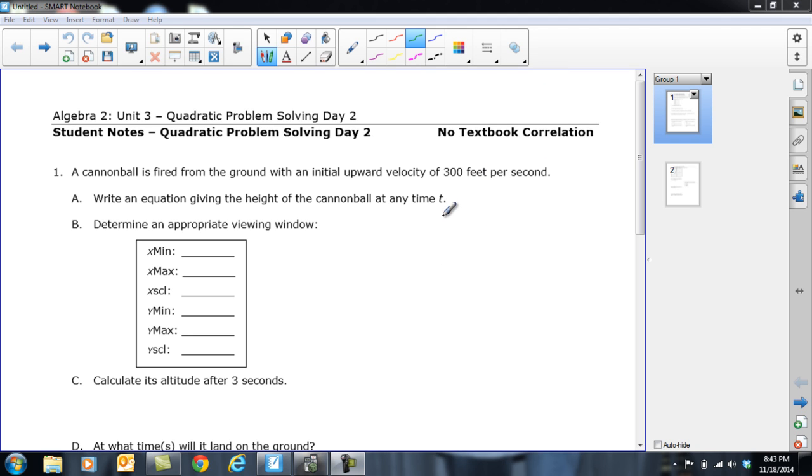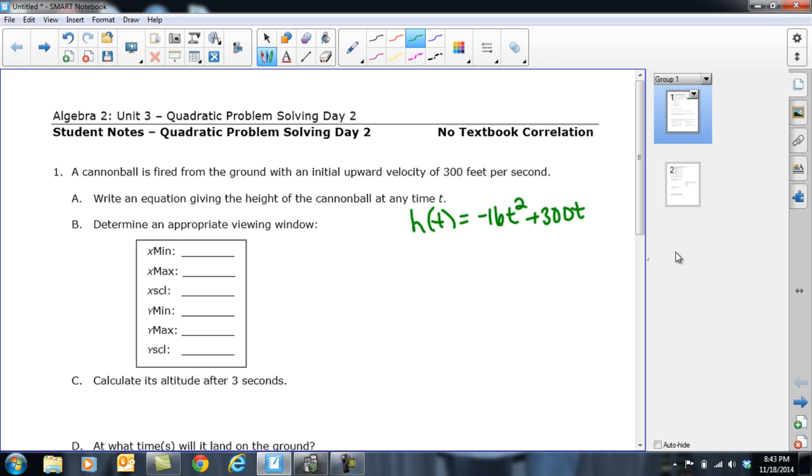So to write an equation to find the height of the cannonball, it's going to be h of t, and it's the negative 16t squared one because we know it's in feet per second. Upward velocity means it's going up, so it's going to be positive, and that means the initial velocity was 300t, and it's being fired from the ground, so the initial height is 0, so I don't need to add the plus 0. So there is my equation.